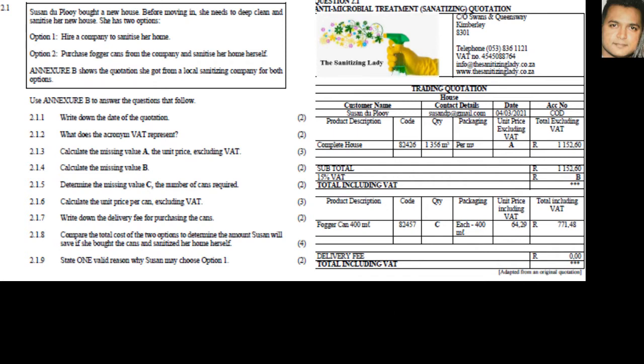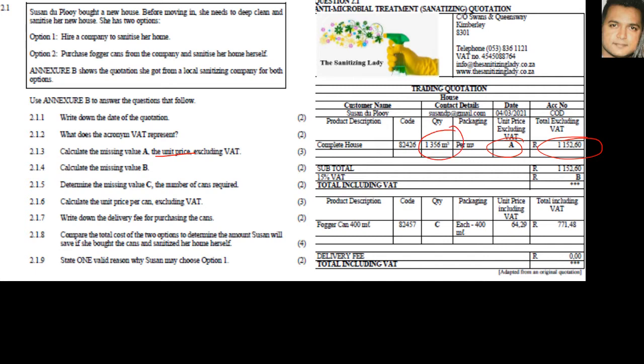So number 3, calculate the missing value A, the unit price excluding VAT. So let's find A. So we see A is right over here. Right next to that we see them explaining that there is an excluding VAT amount here, which is the total, right? And also realize that the key word in the question was the unit price. Unit price means the price that one item or one aspect costs. For instance, in this case here we have meter cubed, so they want to know what 1 meter cubed would cost, and they've given us an additional information right over here, which is the quantity in this column here.